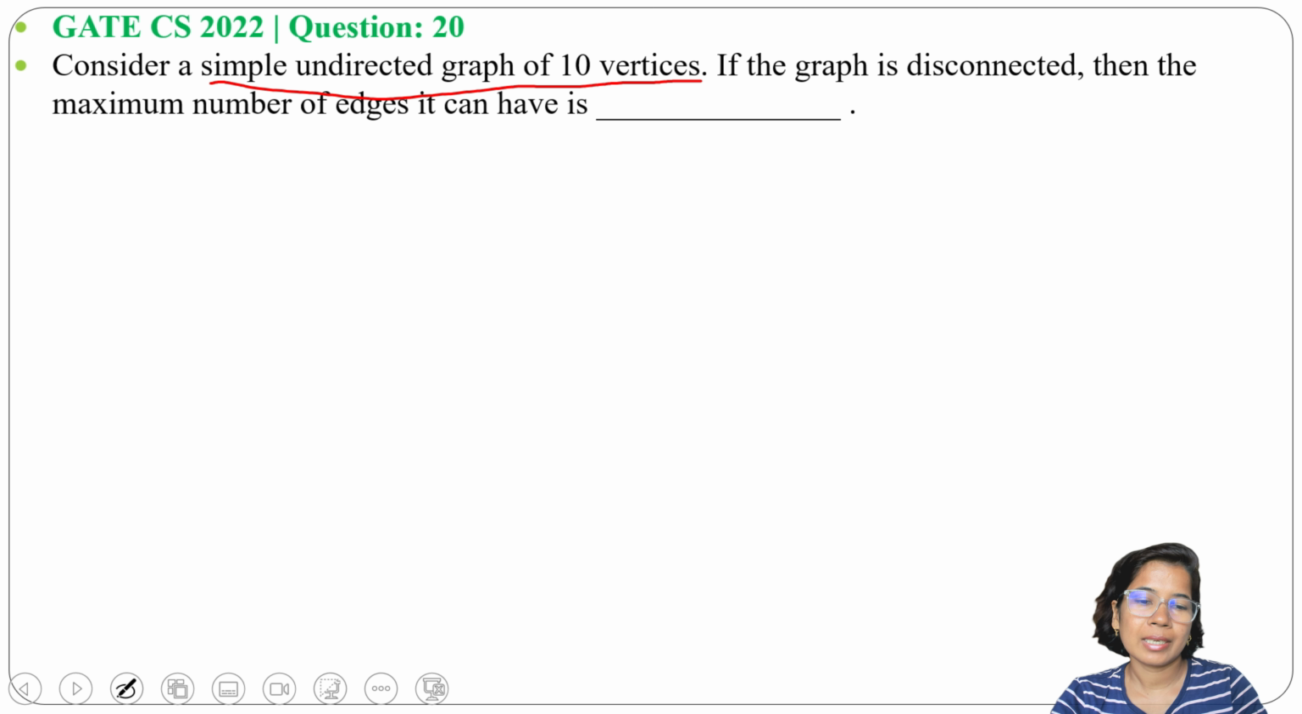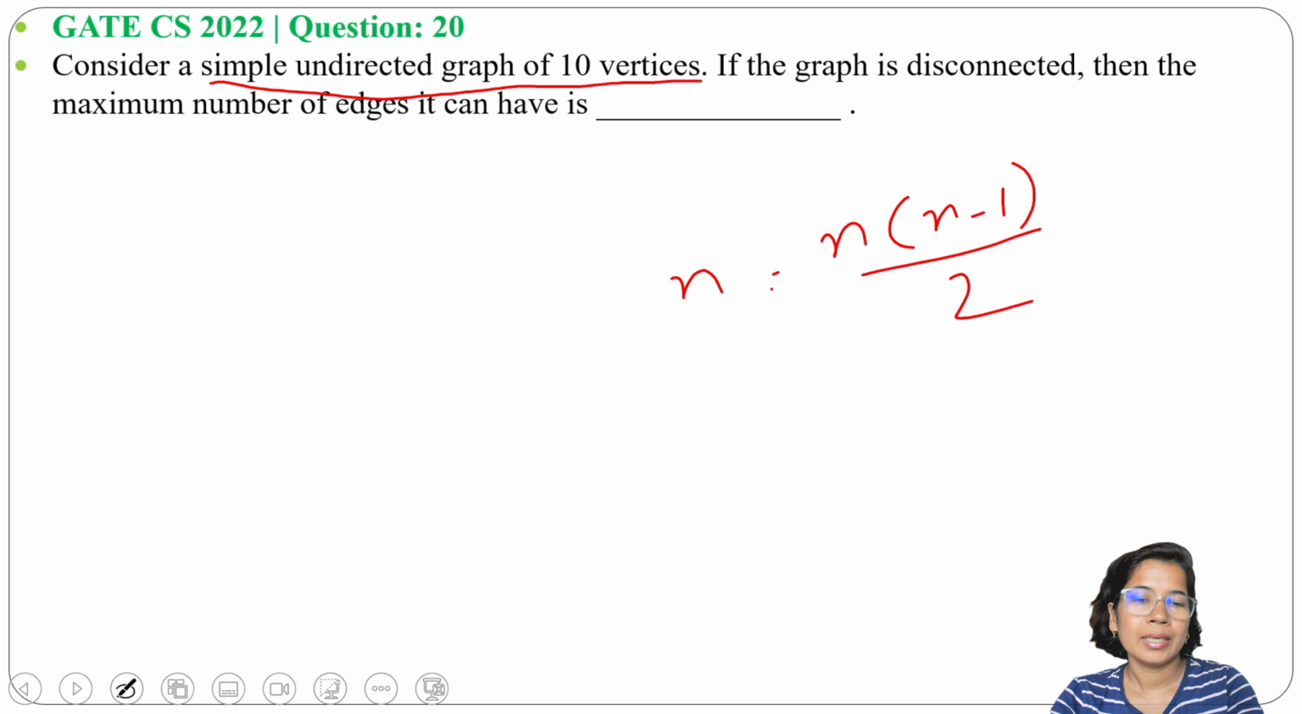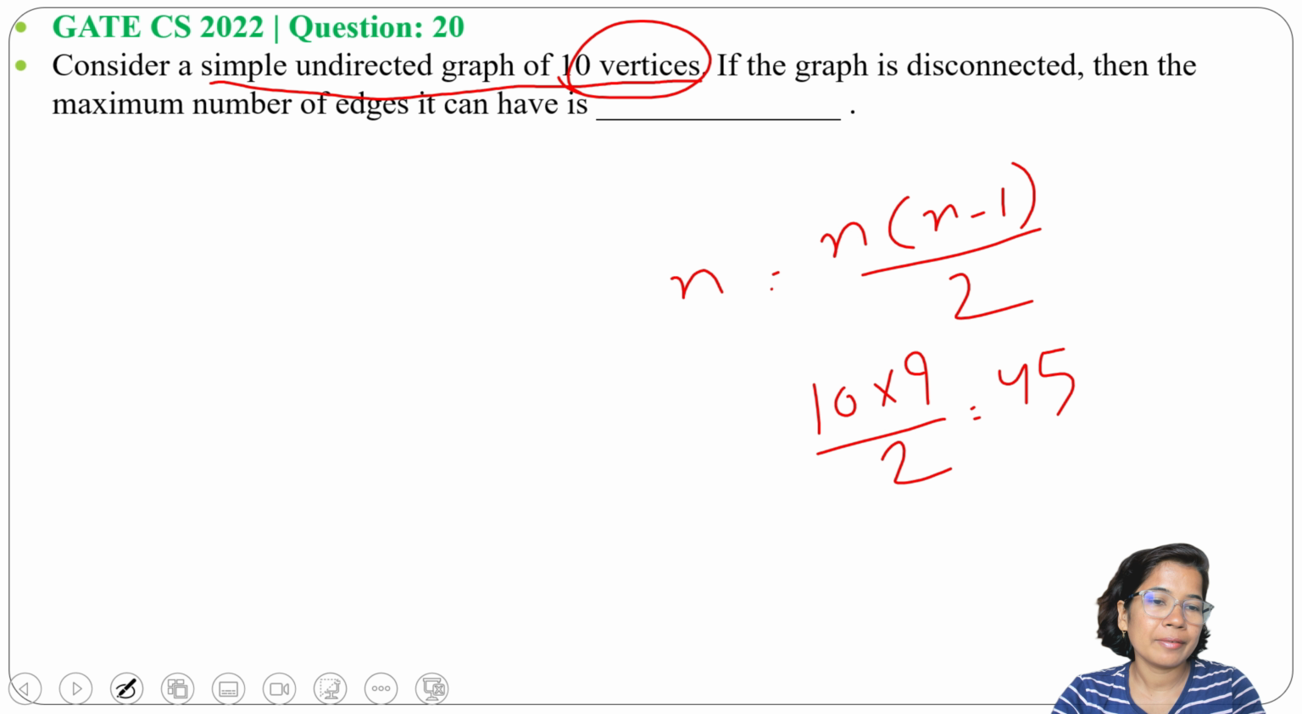If the graph is connected having n vertices, then the maximum number of edges will be n into n minus 1 divided by 2. Here 10 vertices, if the graph is connected, meaning there is just one component, the number of edges will be 10 multiplication 9 divided by 2, it will be 45. But here it's given the graph is disconnected and we want the maximum number of possible edges.